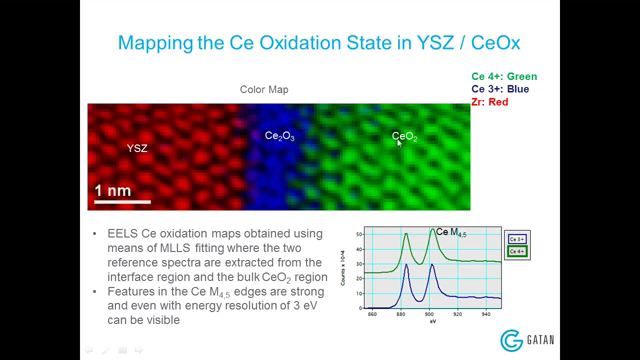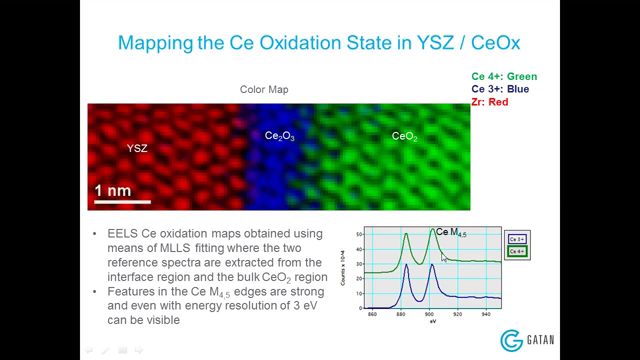This map was obtained by means of MLLS fitting, where two reference spectra were taken. The cerium 4 was taken on this side of the interface, on the bulk ceria side, and the cerium 3 was extracted right at the interface.